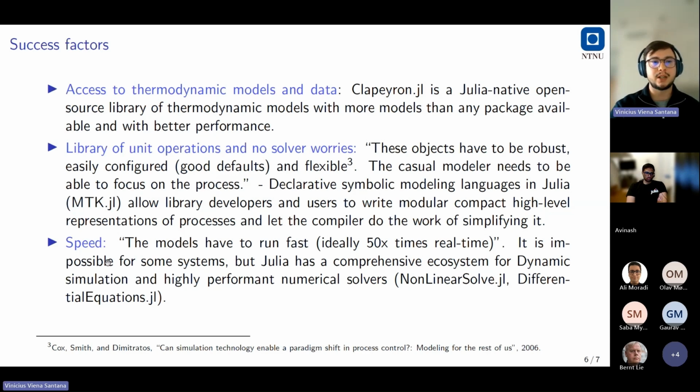The third factor brought is speed. They claim in this paper, by Goks and Smith and Dimitratos, that the models have to run fast, ideally 50 times faster than real time. Of course, for some systems that's impossible. But the fact is, Julia has a comprehensive ecosystem for dynamic simulation, with very high performance numerical solvers, like in NonlinearSolve.jl and the DifferentialEquations.jl library.